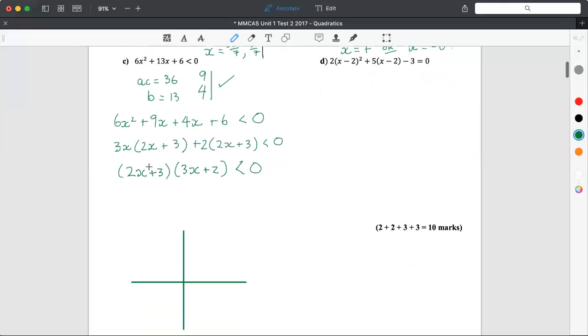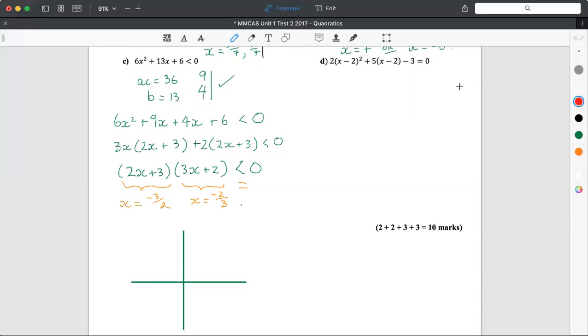Now, if we thought for a moment that this was an equal sign and thought about the x-intercepts, well, we can see that one of our x-intercepts would be at x equals negative 3 on 2, if we solve that. And this one would be at x equals negative 2/3.